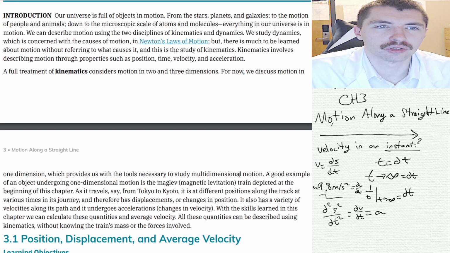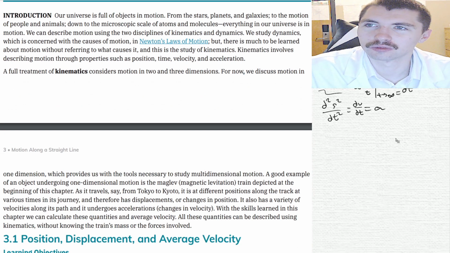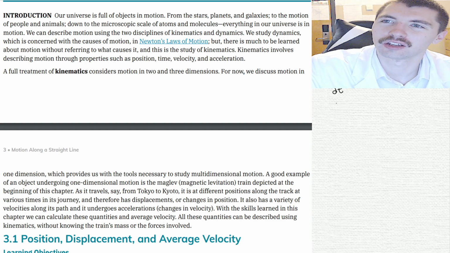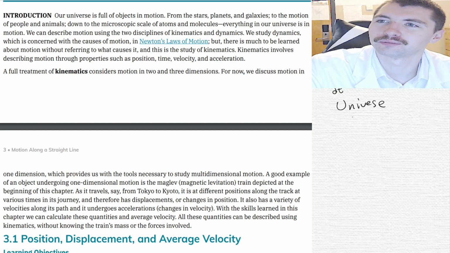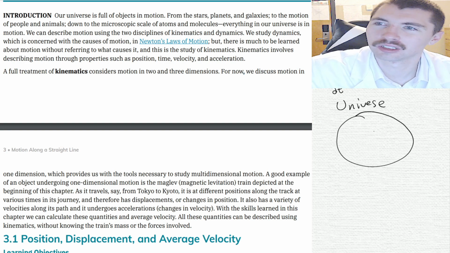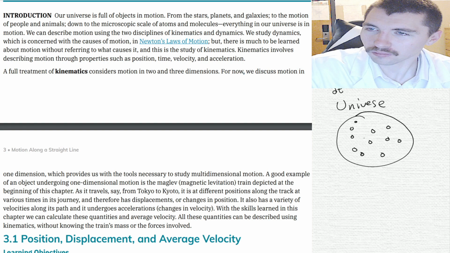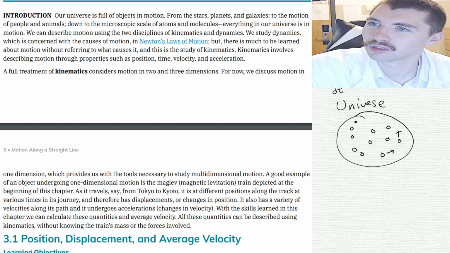So our universe is full of objects in motion. What is this positing? This is classical physics. It's saying the universe is one group, and this group has subgroups, like a cookie. And these groups are in motion. Now, some theories say the universe itself is in motion.